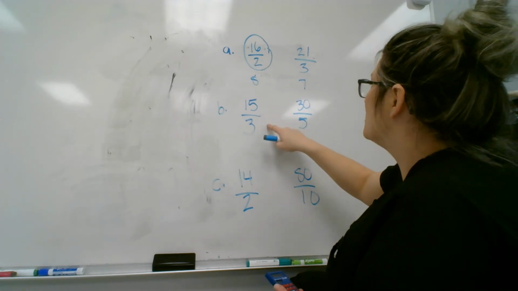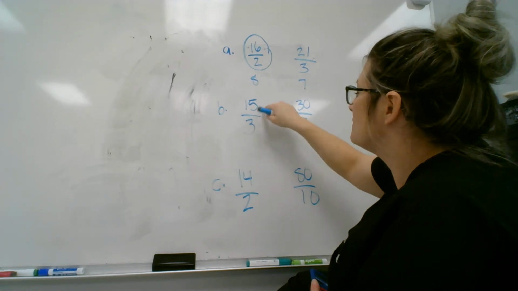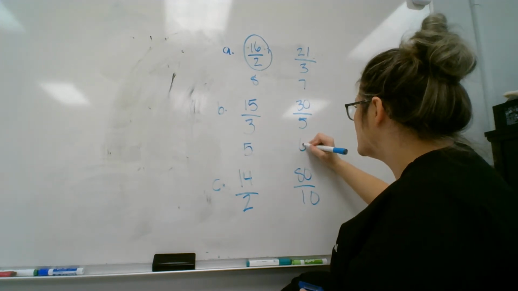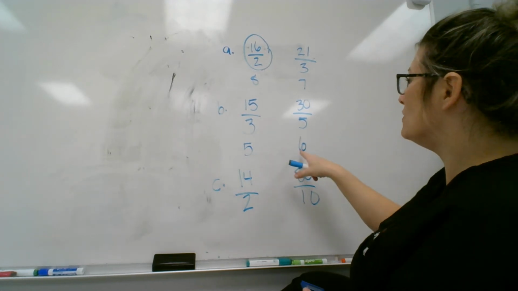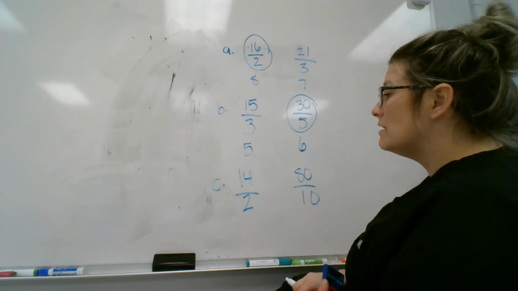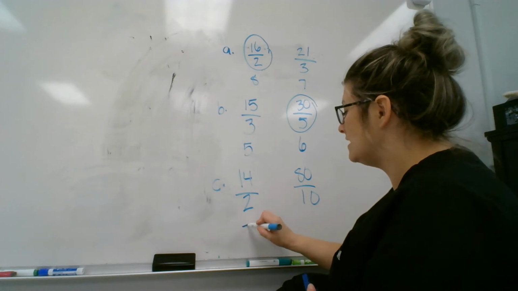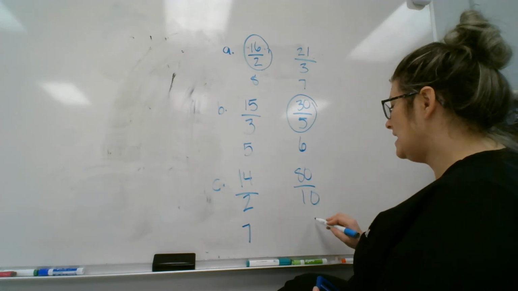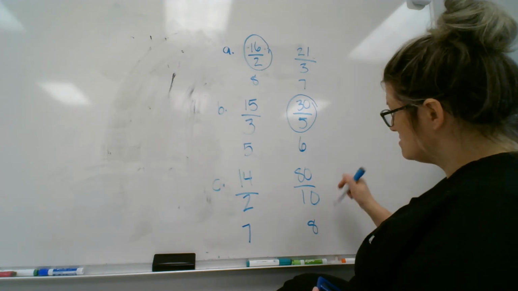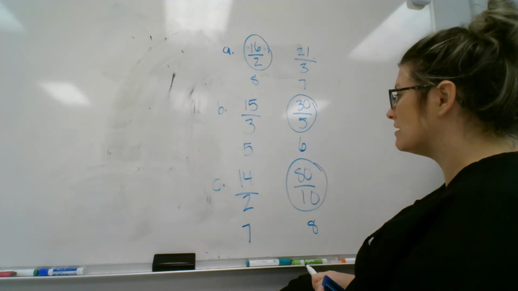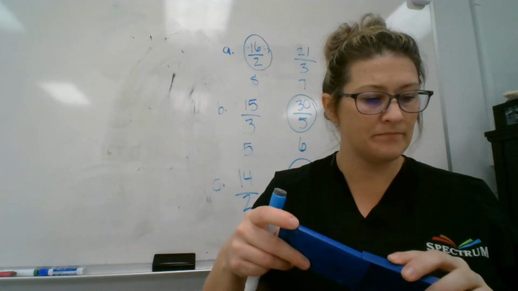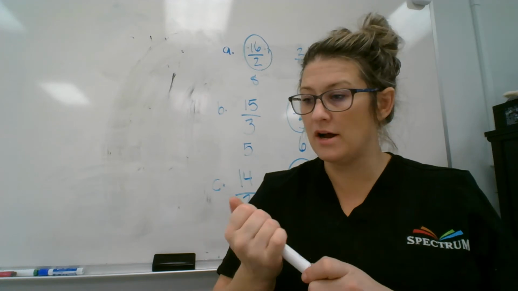Next problem, 15 over 3 and 30 over 5. 3 goes into 15 5 times. 5 goes into 30 6 times. Which number is bigger, 5 or 6? 6. So this is my bigger fraction. Problem C, 2 goes into 14 7 times. 10 goes into 80 8 times. Which number is bigger? So this fraction is bigger. You are going to be circling the bigger fraction. I want you to try D on your own and pause. When you are finished, you may unpause and we will move on.